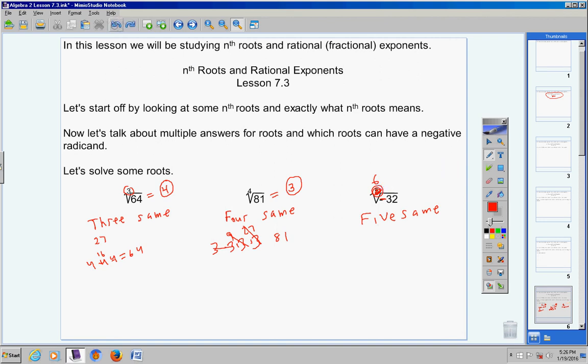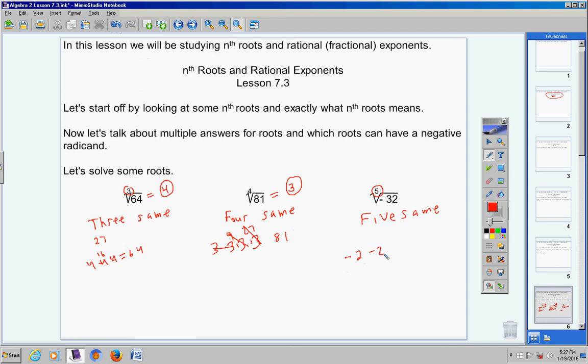So we have the fifth root of negative 32. I have an odd index, so I can have a negative radicand. My answer is going to be negative. Let's try 2 real quick here. Let's see. 2 times 2 is 4, times 2 is 8, times 2 is 16, times 2 is 32. That's it, 32. So my answer is going to be negative 2.